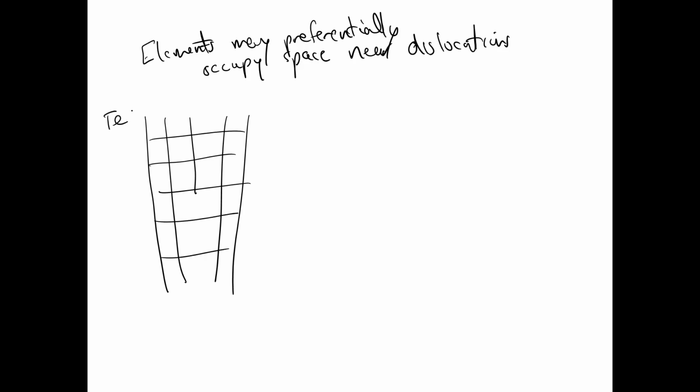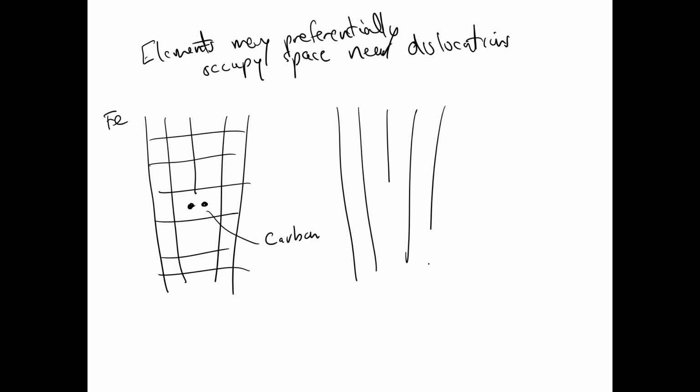So let's say I've got iron. The small elements of carbon like to fit in these little spots in here, because it fits in there a little better. The lattice is kind of stretched, so those elements can fit in there a little bit better. The same thing goes for bigger elements. They can fit in there also a little bit better.